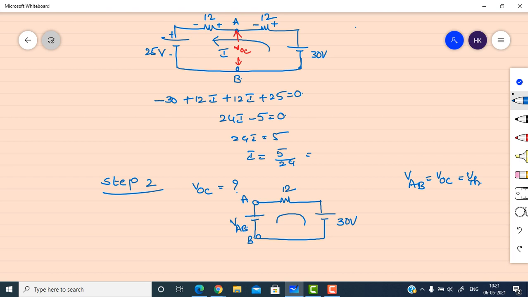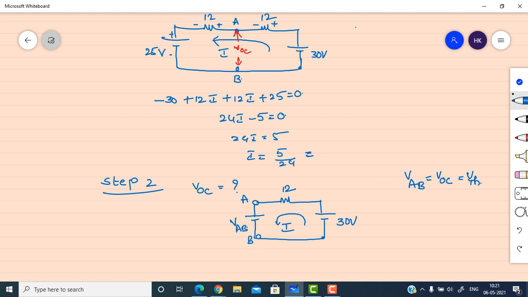Now you can apply mesh analysis, or simply by using any network reduction method, you can find out open circuit voltage VAB. So I will use the mesh analysis. The current passing is I. Whatever the current you got here, the same current is flowing in this 12 ohm resistor, right? So you can use that current.